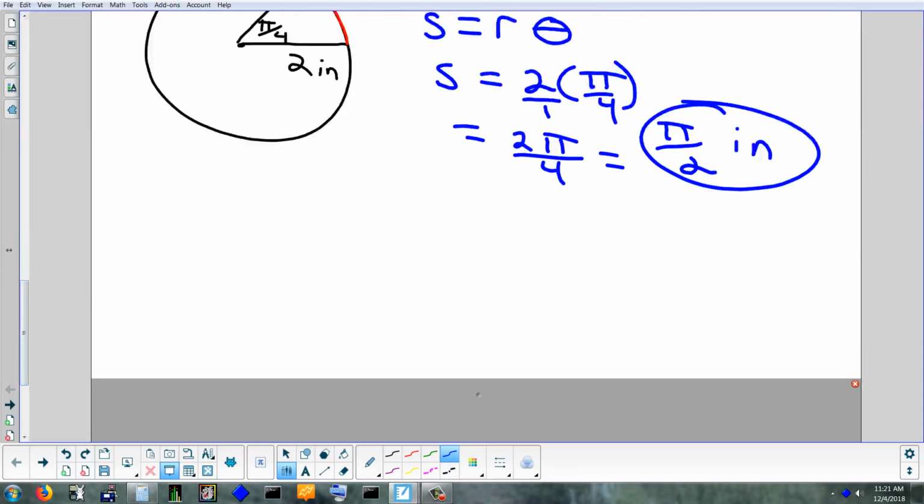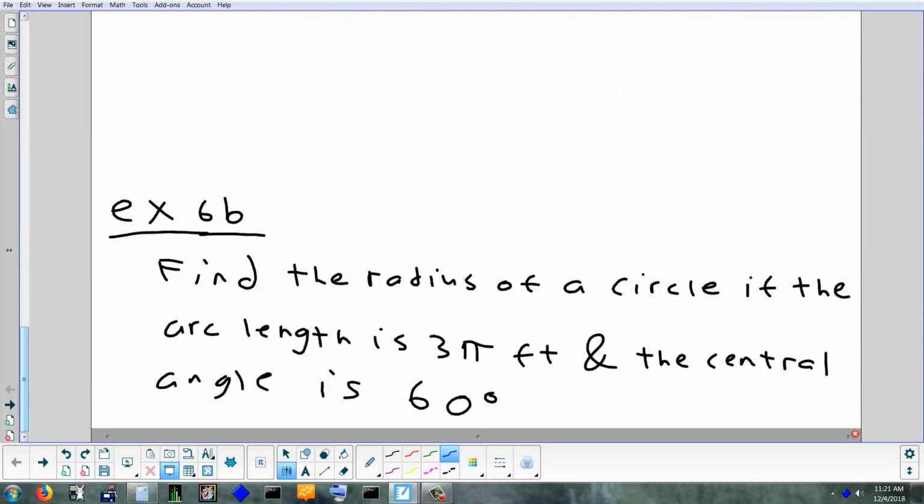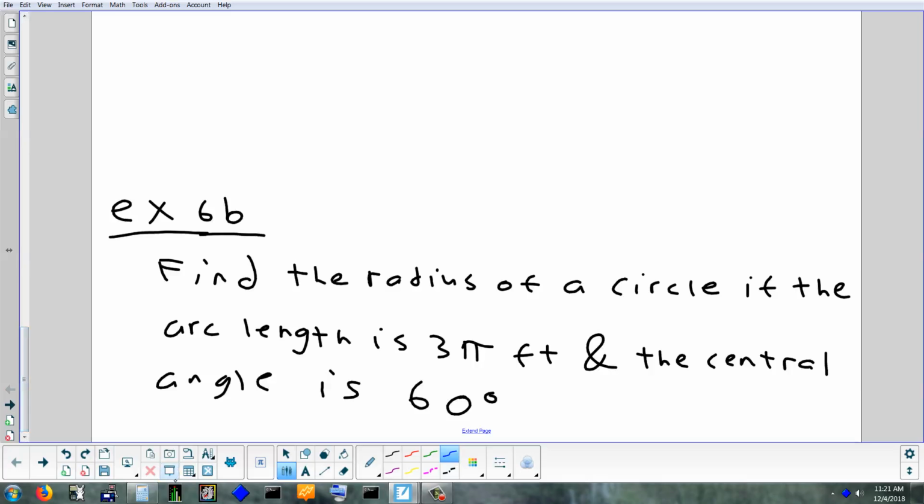All right, let's try this one. This time there's no picture. You don't really need a picture. And it's a little different. It says find the radius. So this time you're finding the radius. They're not giving you the radius. The arc length is 3 pi feet. And the central angle is 60 degrees.